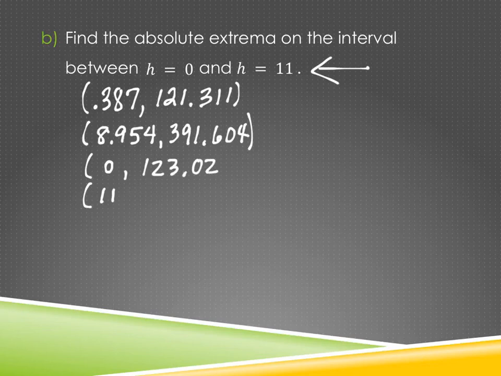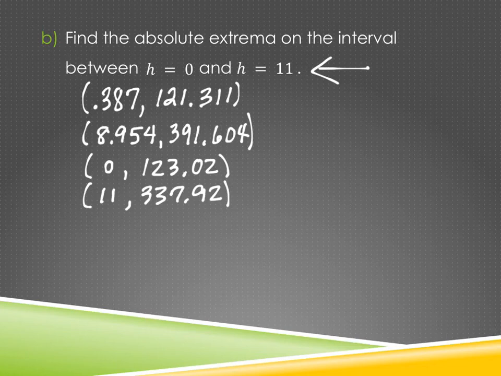So I'll write them down on the screen at this point. 123.02 and 337.92. Now, I don't always have 4 points here. I might have 3, or I might have 2. I might have 6. I mean, I have plenty of options. It just depends on the equation.